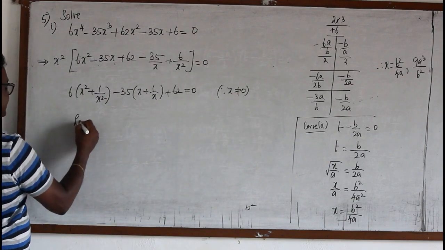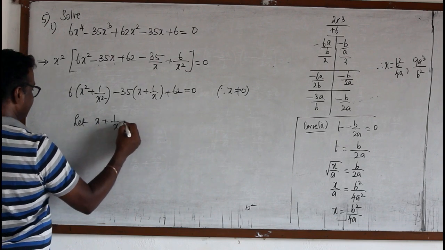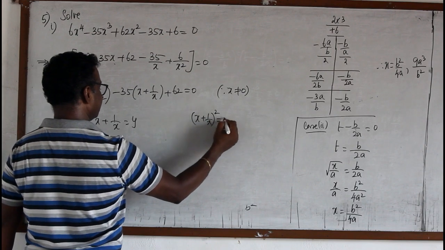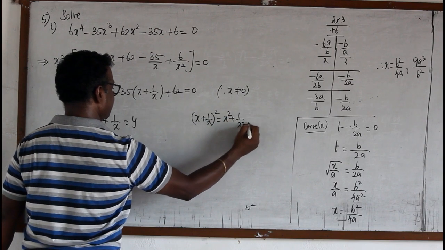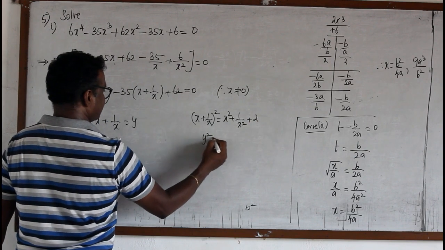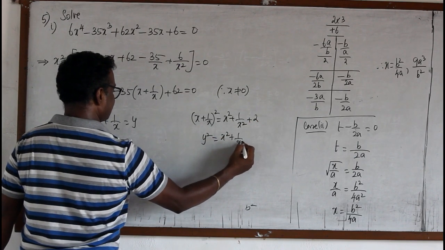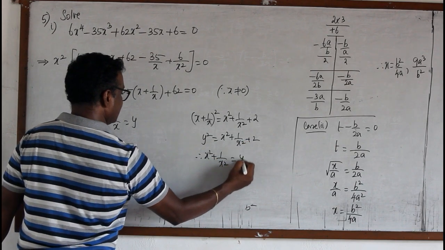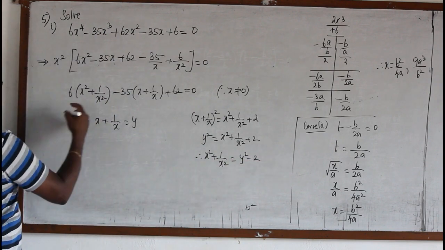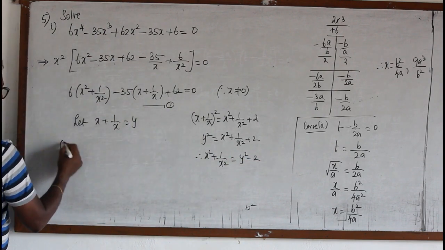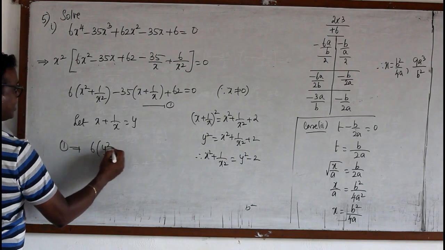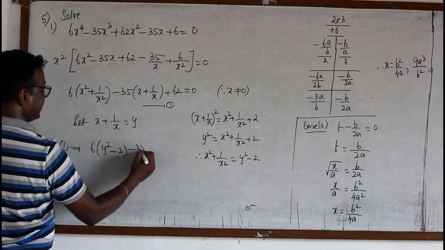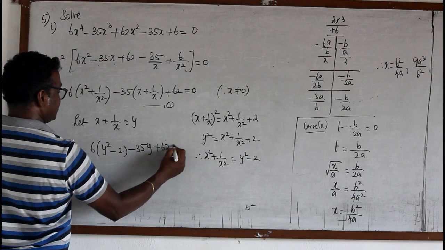Now, if I take x plus 1 by x as some y, we know x plus 1 by x the whole square is x square plus 1 by x square plus 2. That is y square is x square plus 1 by x square plus 2. Therefore, x square plus 1 by x square is y square minus 2. Then, if I keep this one as 1, then 1 implies 6 into (y square minus 2) instead of x square plus 1 by x square, minus 35y plus 62 equal to 0.